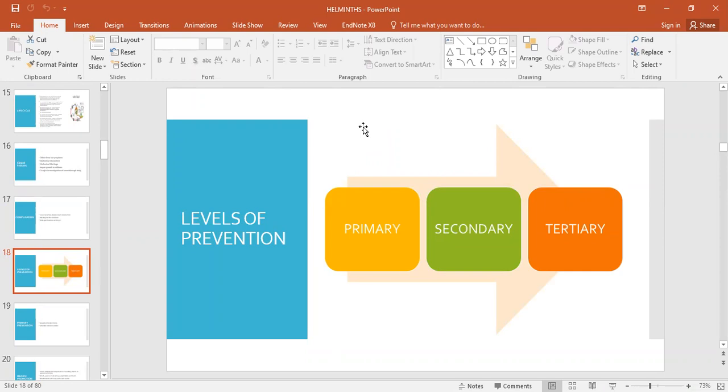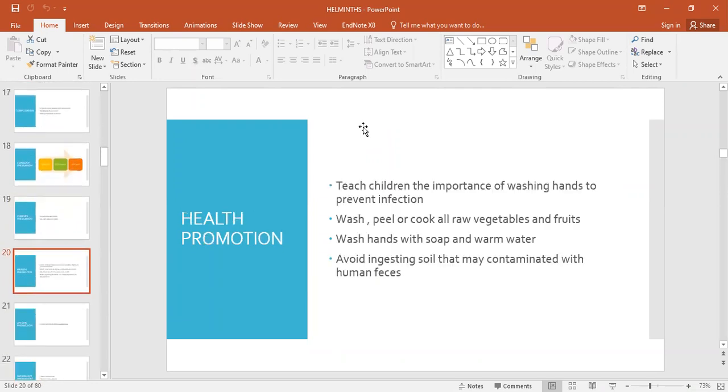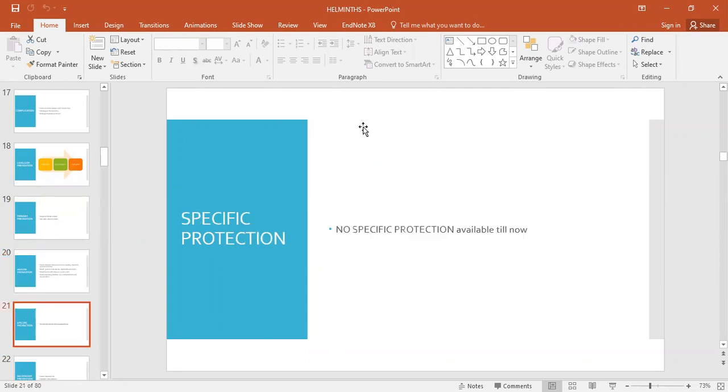Levels of prevention include primary, secondary, and tertiary prevention. Primary prevention includes health promotion and specific protection. Health promotion is about teaching children the importance of washing hands to prevent infection. Wash, peel, and cook all raw vegetables and fruits. Wash hands with soap and warm water. Avoid ingesting soil that may be contaminated with human feces. There is no specific protection available till now. In recent advances, we will come to know about vaccination against Ascaris lumbricoides in further slides.